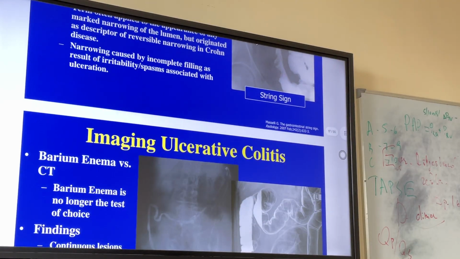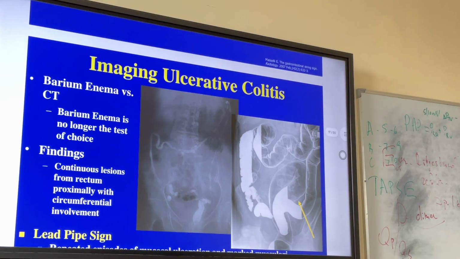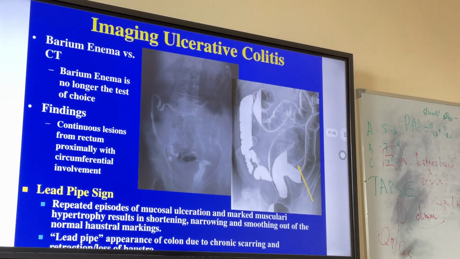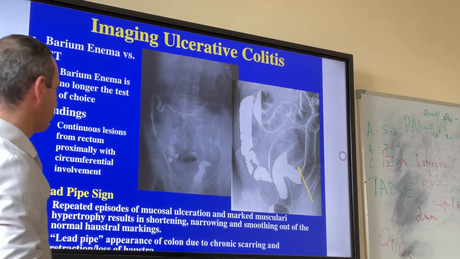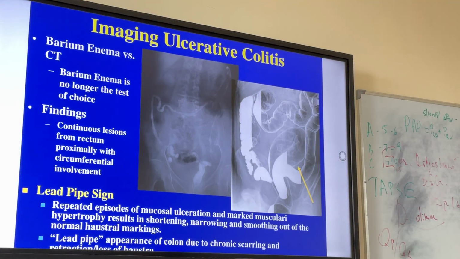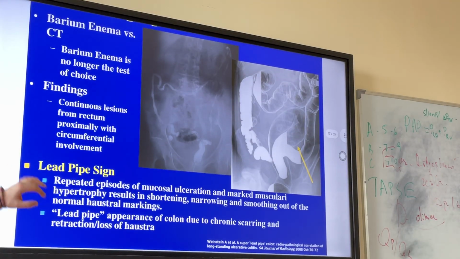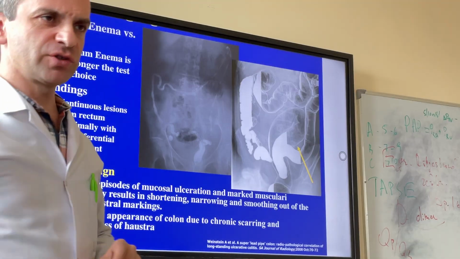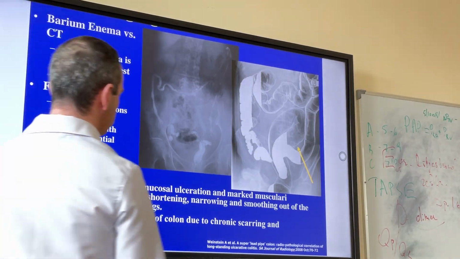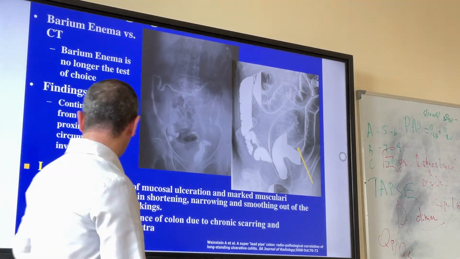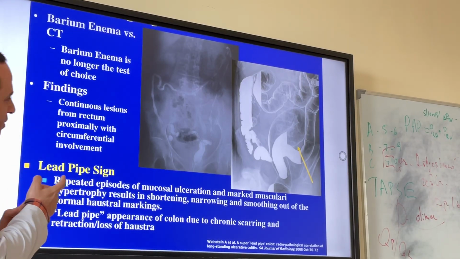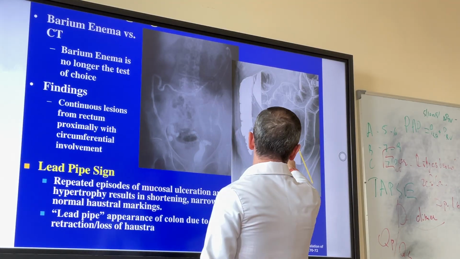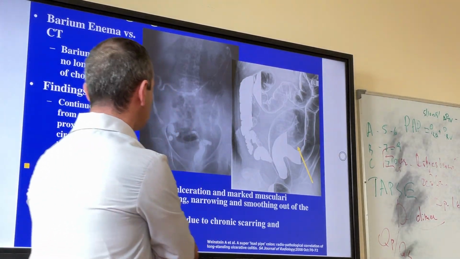Ulcerative colitis, look. Here we have a very typical finding. It's called the lead pipe sign, you see, here. This is the lead pipe sign. It is due to severe structural changes. Look, the appearance of the colon is due to chronic scarring and retraction and loss of haustra. It is leading to this appearance. This is the lead pipe, where contrast is possible.